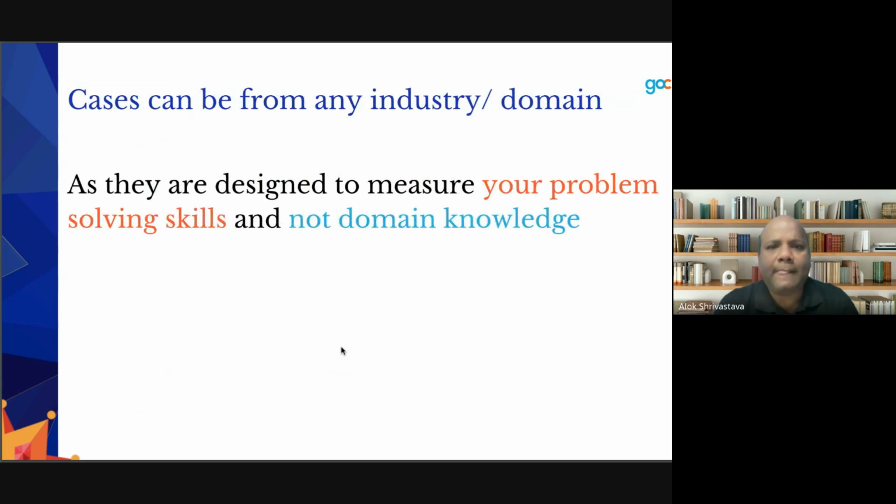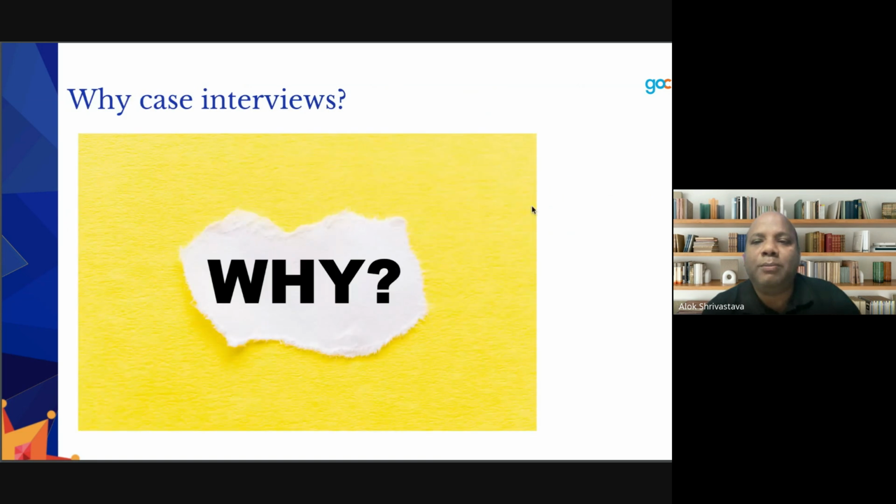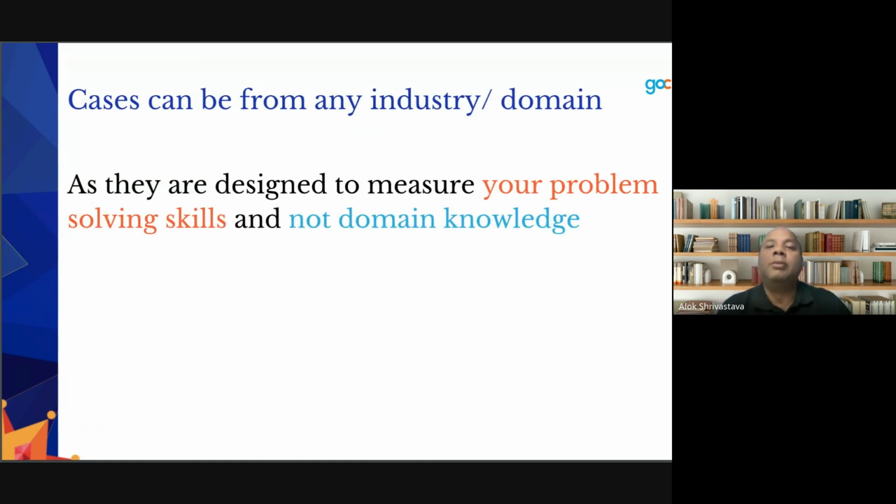Okay. And cases can be from any industry, any domain. It could be from aerospace, it could be from retail, it could be from healthcare. You should not worry about what industry or domain it is from, or whether you know this industry or that domain, because you are not going to be evaluated for your domain or industry skill. If you know it, okay. If you don't know it, it is also okay, because it is designed to measure your problem solving skills. So don't get toppled if a case is asked from an industry or domain which you're not aware of, right?